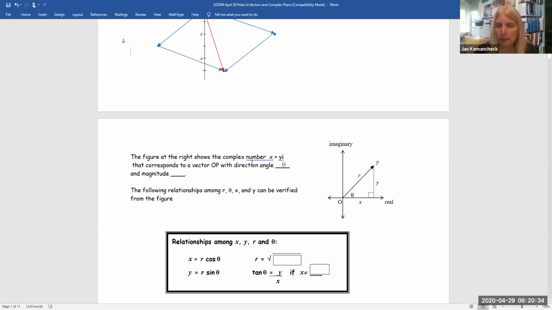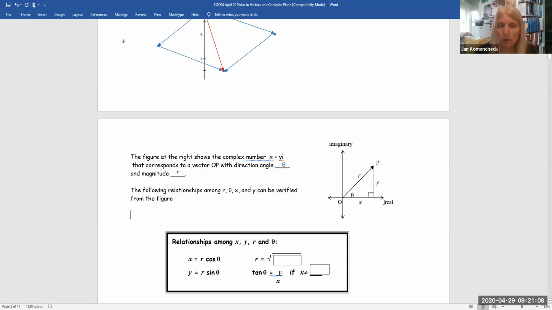What I'm now going to do is give it a direction angle, which I've called theta. So you can see that my ray, or my vector, I'm going to call it a vector instead of a ray. To me, it's a ray, but to physicists, it's a vector. From O to P, my vector has a magnitude of what we're going to call R. And this is going to go back to everything we've learned about trig and your Pythagorean theorem. The following relationships among R, theta, x, and y can be verified by looking at this picture.